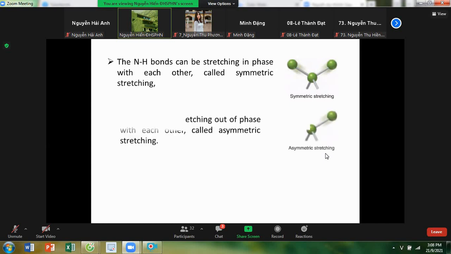And you also have asymmetric stretching. Okay, I should make some notes. In this case, you see that both of the NH bonds become longer at the same time and become shorter, of course, at the same time. So you have symmetric stretching.